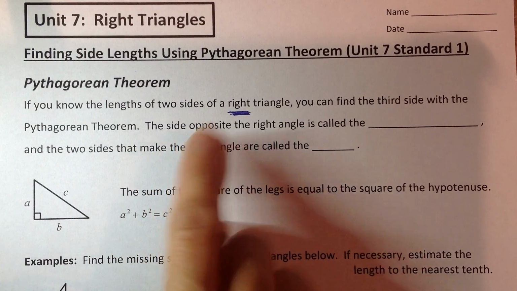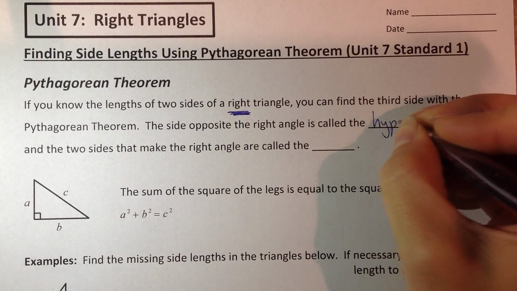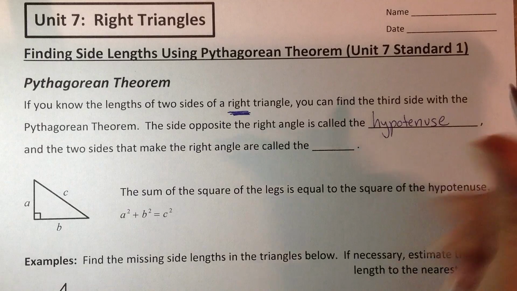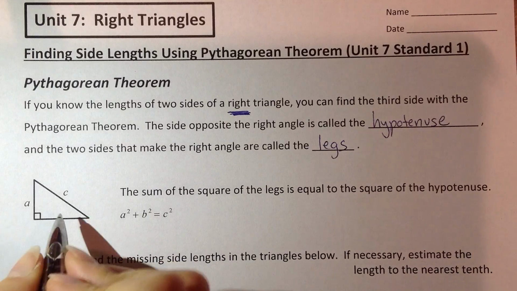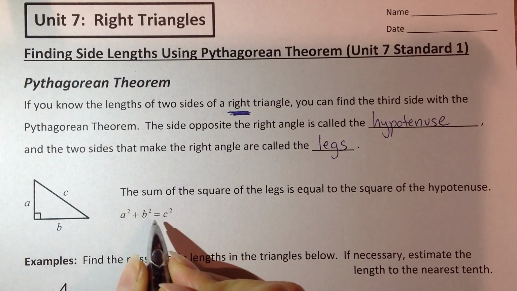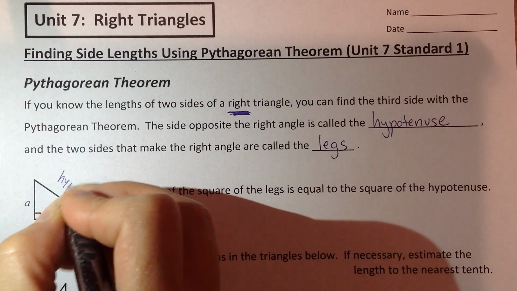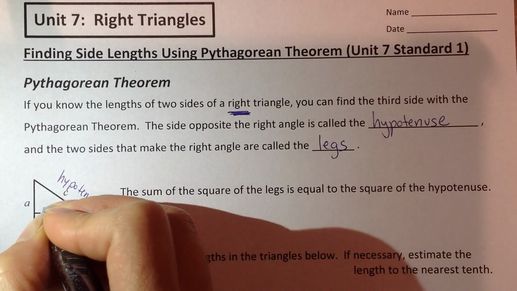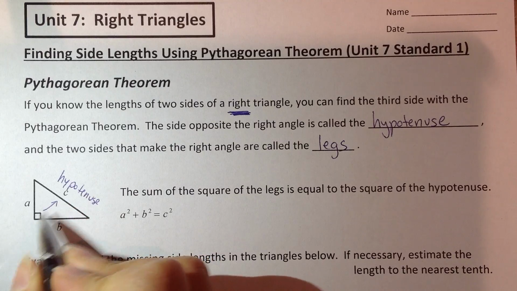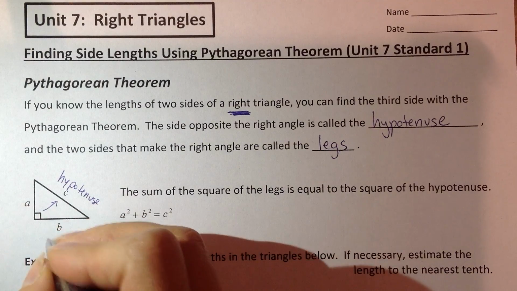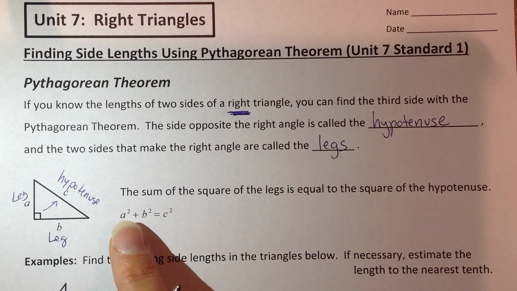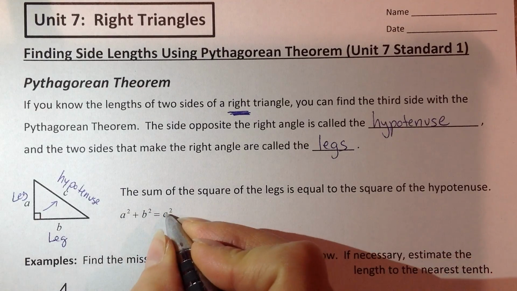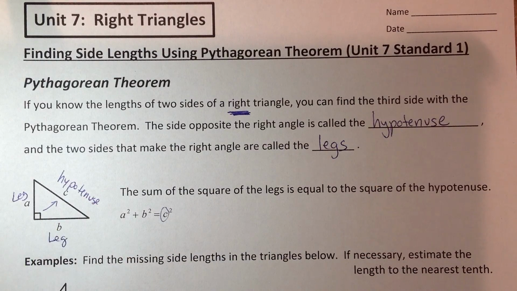The side opposite the right angle is called the hypotenuse. And the other two sides, the ones that make the right angle, are called the legs. So this right here, which is always C, the one that goes by itself, is your hypotenuse. It's opposite the right angle, okay? And then the other two are called your legs. In the equation, it doesn't matter, the two legs A and B are interchangeable. But C is the important one. That has to be the one opposite the right angle, the hypotenuse.